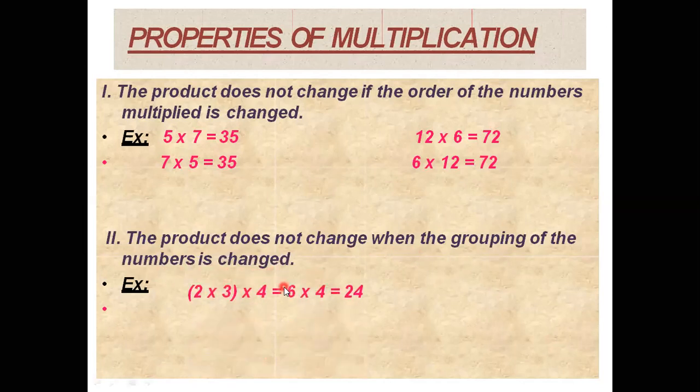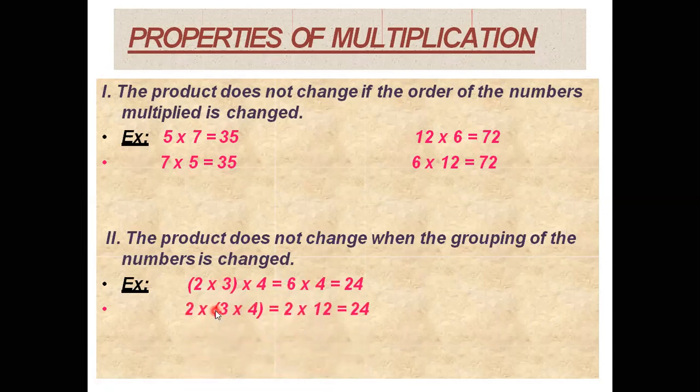So grouping. Let us see the example here. Here I have taken 2 into 3 into 4. So how will I do the grouping? First I will group 2 into 3. That means first these two you have to multiply. 2 3s are 6. Now here 4 remained. So 6 into 4 is 24.